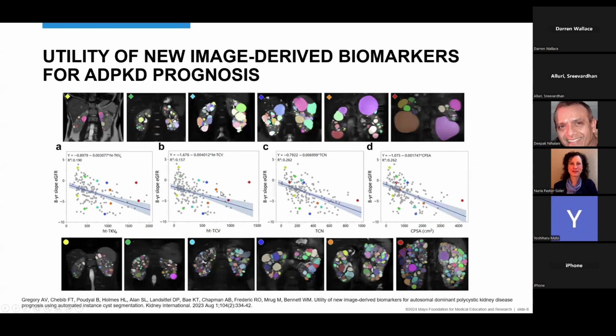And when we started looking at some of these other metrics like total cyst number or the cyst parenchyma surface area, which is essentially the area of the cyst that's adjacent to kidney parenchyma, we saw that those metrics just by themselves had much stronger prognostic value over total kidney volume. So a lot of the work now is really how do we incorporate this information into newer prognostic models themselves.